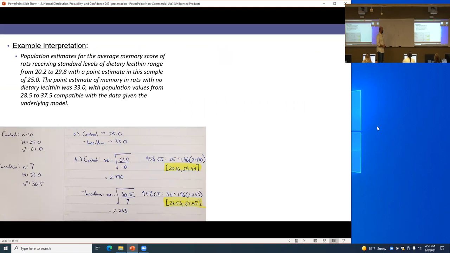Here's the standard error. I just kind of fooled around with this. The formula is standard deviation over the square root of your sample size. We just took the variance over the sample size and took the square root of the whole thing. It's functionally the same thing. So we've got our standard error, and we calculate the confidence bounds. For our control group, the rats that have lecithin in their diet, we get 20.16 to 29.84. For our no lecithin group, we've got a lower bound of 28.53 and an upper bound of 37.47. So the population estimates for the average memory score of rats receiving the standard diet range from this to this, with a point estimate here, and the same thing for the other group. We're just giving some interpretations of what's going on with these two intervals.